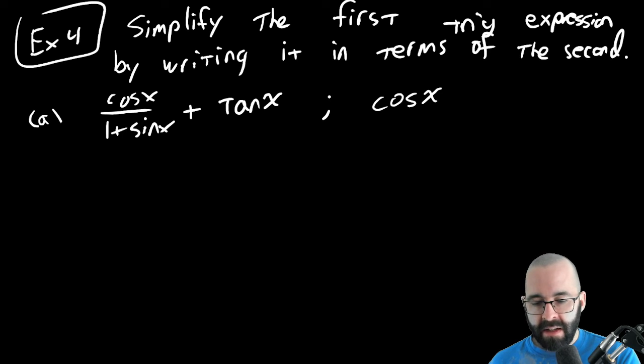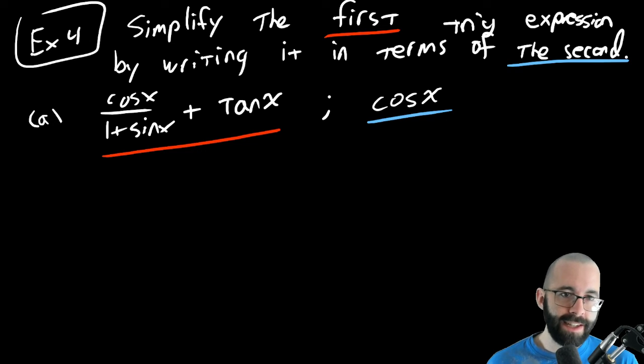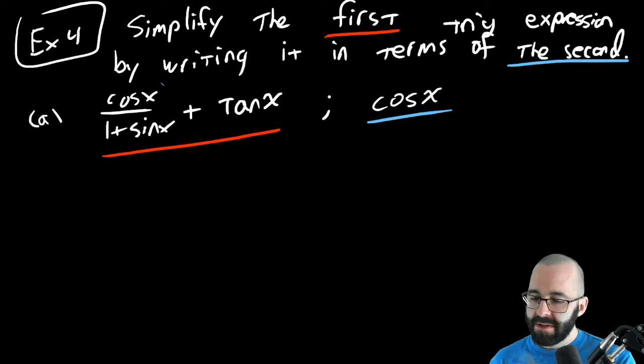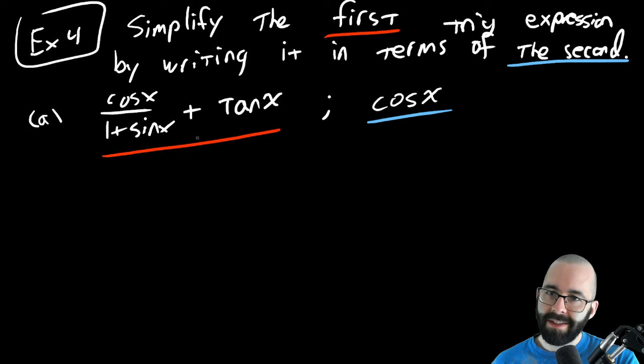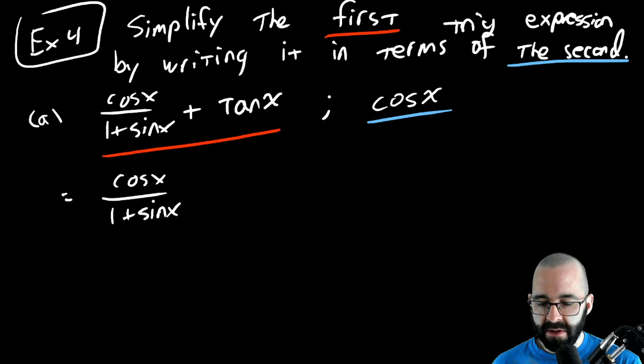So this is what it means, right? Simplify the first, the red thing, by putting it in terms of the second, the blue thing. That's what the question is trying to phrase. So this first thing should look a little familiar. We just did it, okay? So the idea here is we want to put things in terms of cosine. So tangent, this first thing, let's just leave it alone for now. We can't really do much with the first thing. But tangent, we can write as sine over cosine.